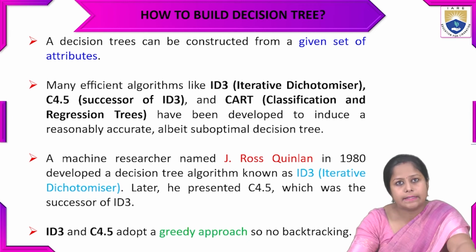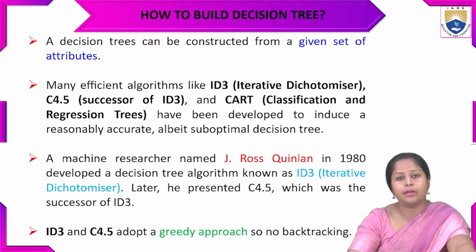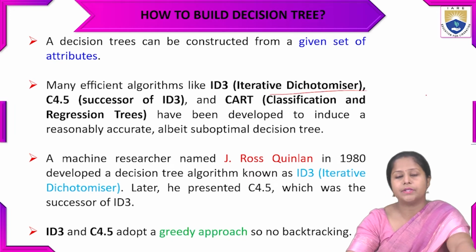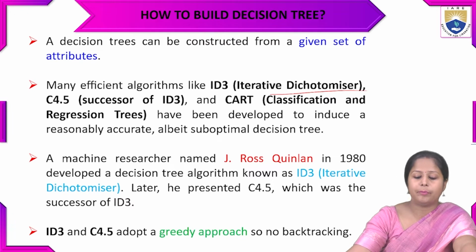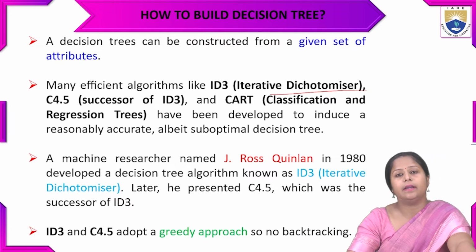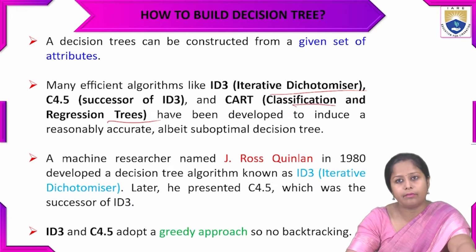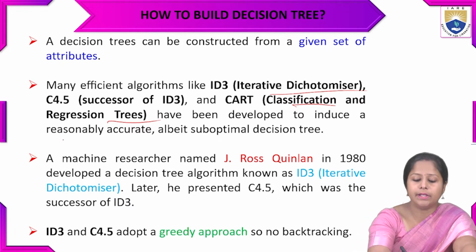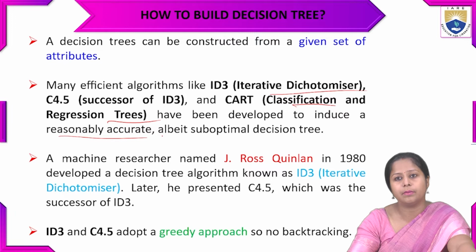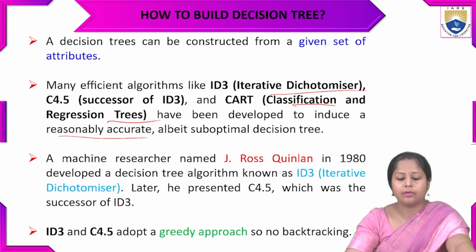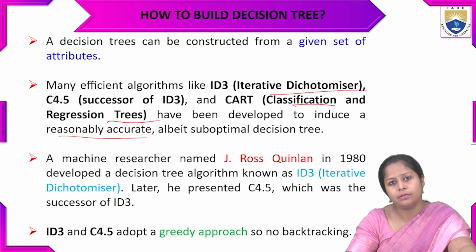How are we going to build the decision tree? A decision tree can be constructed from a given set of attributes. We have some attributes in the table, and on the basis of those we are going to construct the decision tree. Many efficient algorithms exist, like the iterative dichotomiser ID3, C4.5, which is the successor of ID3, and CART, the classification and regression tree. These have been developed to induce a reasonably accurate, suboptimal decision tree. So these are the algorithms to design a new decision tree.